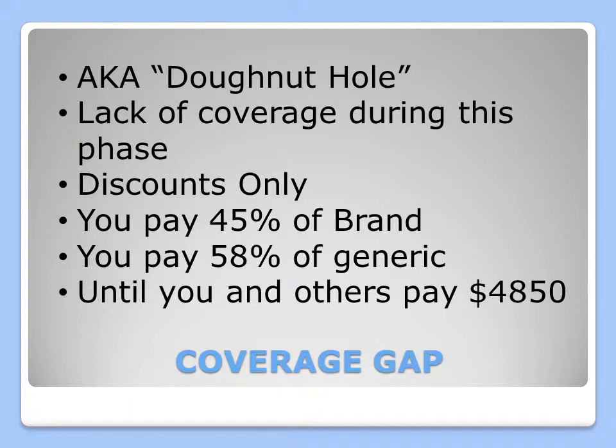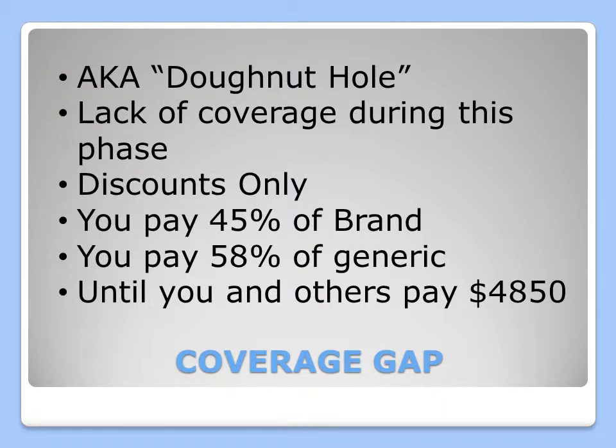Now we'll look at the famous coverage gap, or what they call the donut hole. The reason they call it a donut hole is there was coverage prior, and there can be coverage after. During this phase, there's a lack of coverage. You can still get prescriptions, and you do get discounts on them, but you don't get any actual prescription assistance. You just get the discounts. So you will pay 45% of the brand name drug costs, and you'll pay 58% of the generic drug costs. The percentage that you're paying is 45 or 58% of the cost of the insurance company's discounted prices.